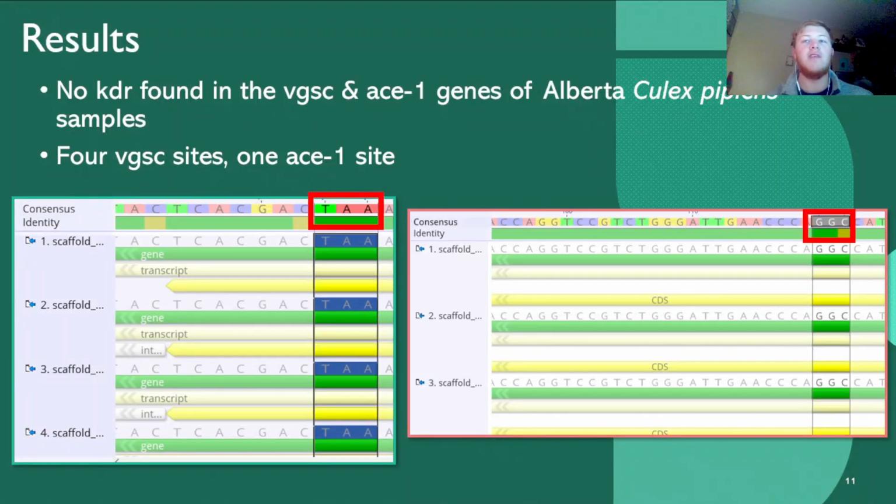On the right, we have the ACE1 gene site, where a susceptible result is a glycine GGC codon and a resistant result is a serine AGC codon. Here we can see susceptibility. The numbers on the side each represent an individual mosquito sample from either Red Deer, Calgary, or Edmonton, for a total of 36 sample sequences, and not all can be seen here. Each one had the exact same result for these mutations, as well as others from the VGSC gene.